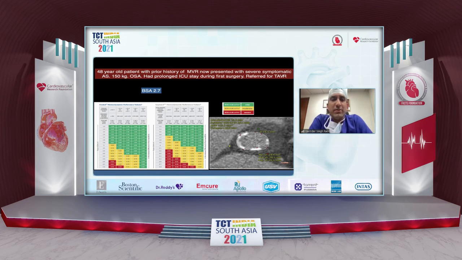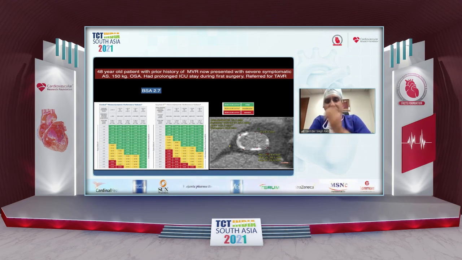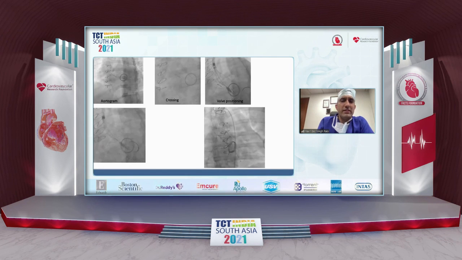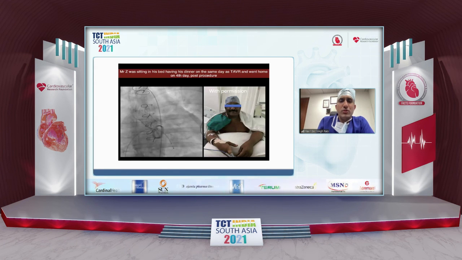Just one last example: a 48-year-old patient, prior history of MVR, severe AS, 150 kilogram, obstructive sleep apnea, prolonged ICU stay during the first surgery, labeled as inoperable to high risk, was referred for TAVR. But look at the body surface area of this patient. It is 2.7. Clearly, if you put a valve which is supraannular, the effective orifice area will be better, the mean gradient will be less, and most important, the patient prosthesis mismatch will be less. And similarly, a 34 millimeter valve was put in this patient, and the patient was discharged home the next day.